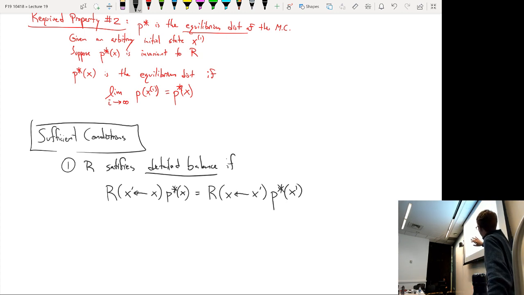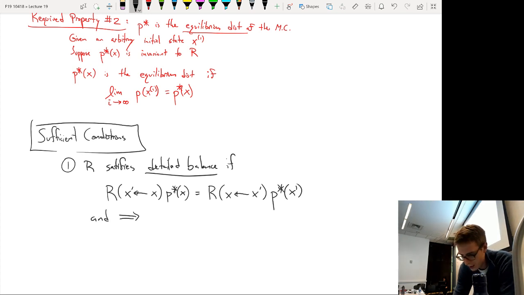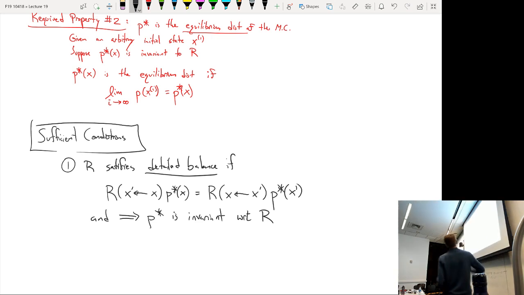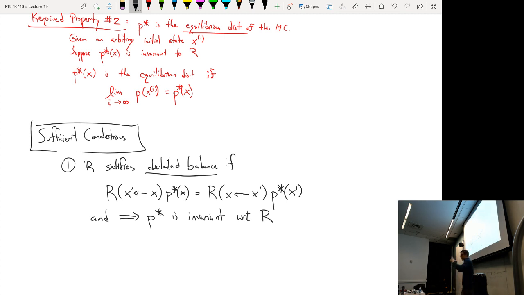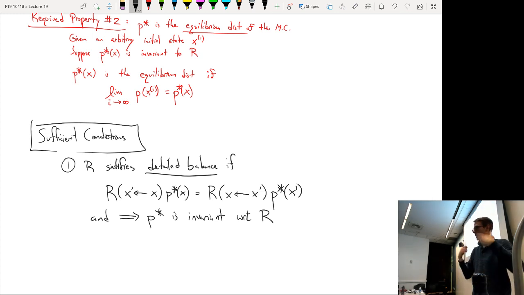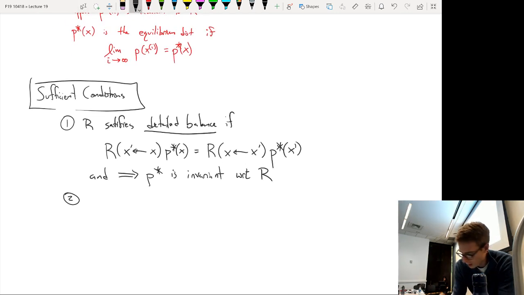So that's the property of detailed balance, and detailed balance actually implies that P star is invariant with respect to R. Okay. So if you can show that for whatever P star is, taking a step, and then just take two states, x and x prime. And if you can show that taking a step from x to x prime, according to your Markov chain, has the same probability as taking a step from x prime to x, where you're factoring in the relative probability of those two, of the P star distribution landing in those states, then that actually guarantees this invariant property that we set out before.